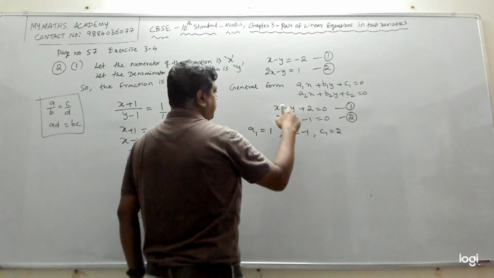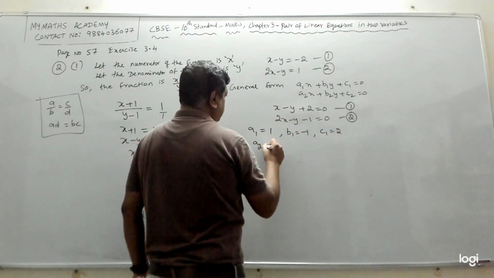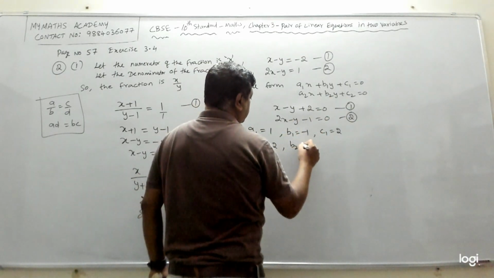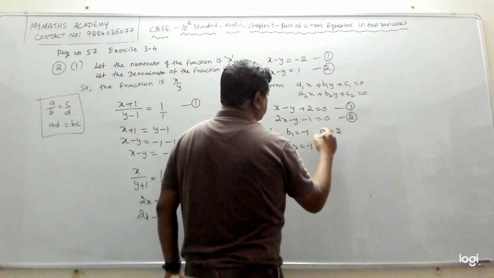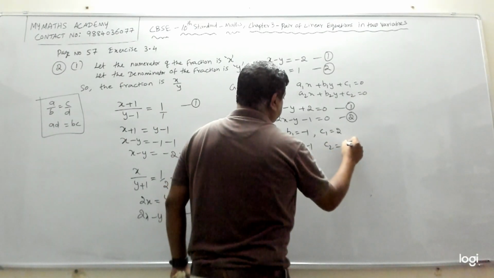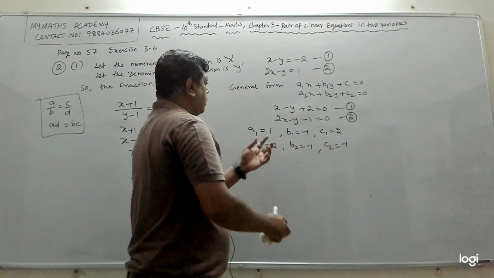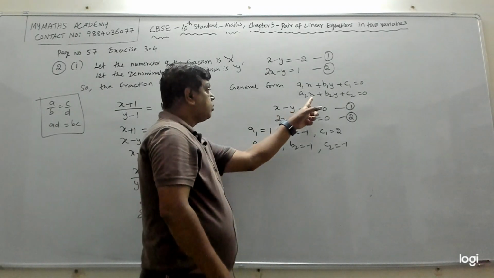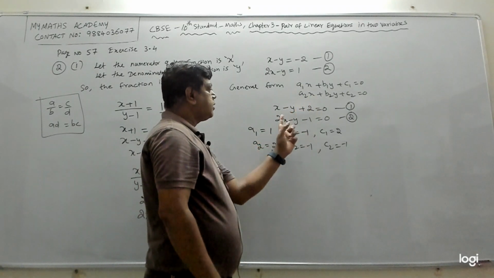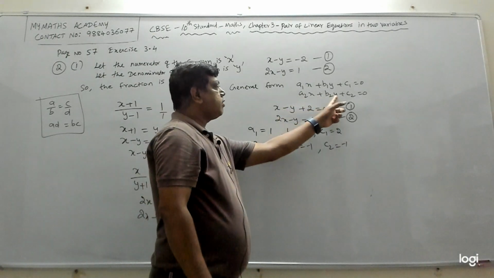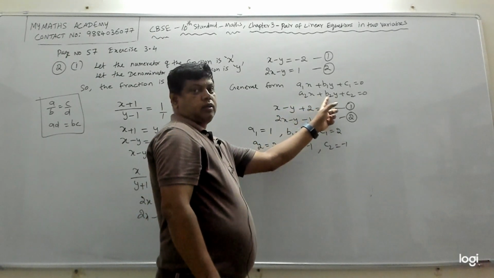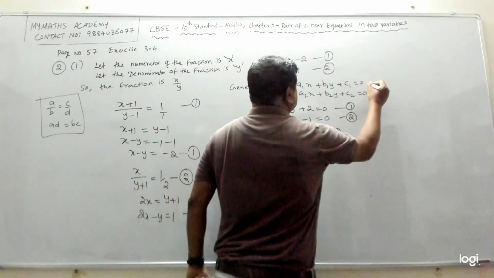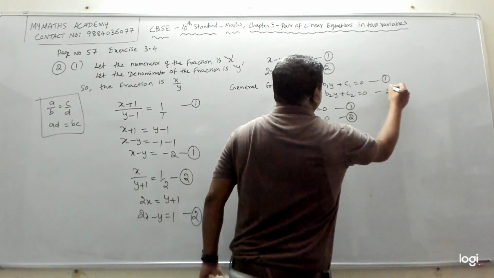Now what is a2? a2 is 2. What is b2? b2 is minus 1. What is c2? c2 is minus 1. You just need to write the coefficient. Don't write a2 as 2x, it's only 2. Whatever is before x in the second equation is a2, and whatever is before y is your b2. So this is equation 1, equation 2.